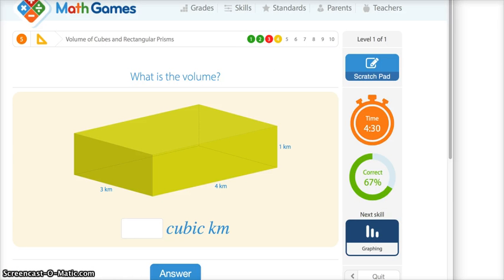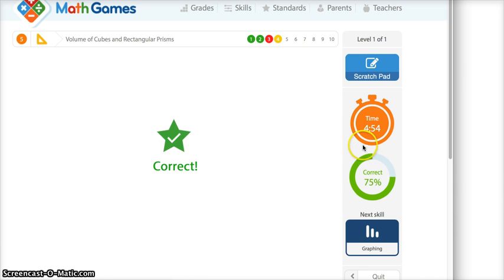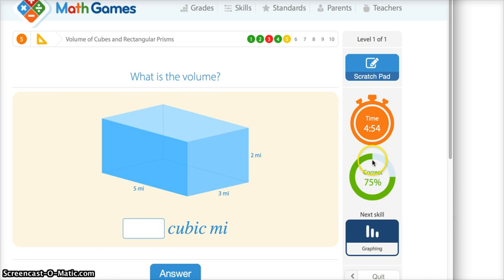So here is the simple volume activity. It's not really a game, but what you're going to do is just look at the shape that it gives you and see if you can determine the volume. So this one would be the area of the base times the height. So 3 times 4 is 12, times the height is 1. And then you would just type that in right here and press answer. And if you get it right, your score will go up.